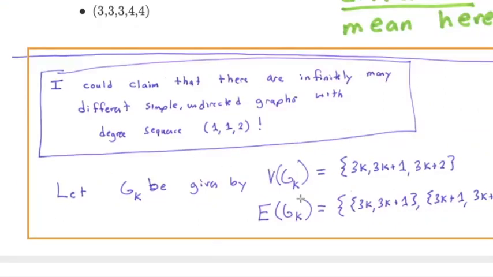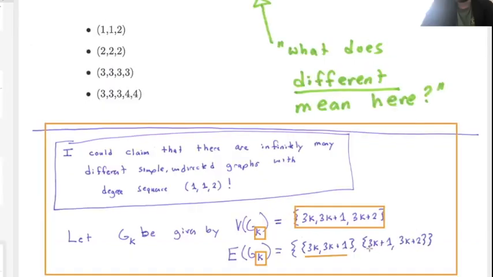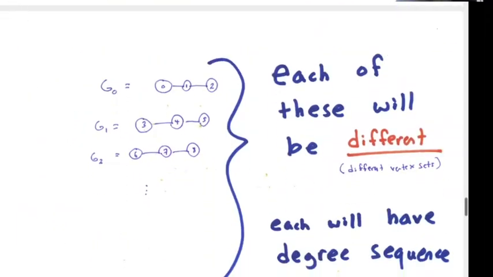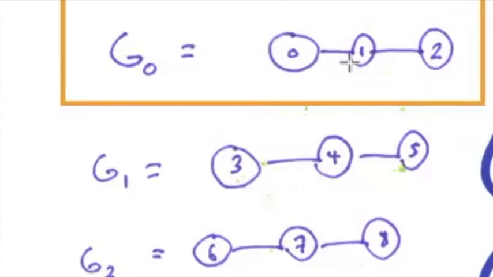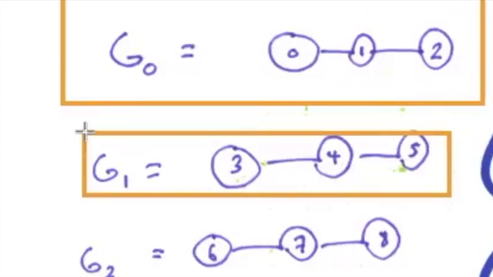I'm going to define an infinite set of graphs indexed by k. And for each graph, the vertices will be 3 times k, 3 times k plus 1, and 3 times k plus 2. And I will put an edge from 3 times k to 3 times k plus 1, and another edge between 3 times k plus 1 and 3 times k plus 2. So what I'm doing here is I'm generating graphs that look like this. The first one will be 0, 1, and 2 with 0 adjacent to 1 and 1 adjacent to 2. Then the next one will be 3 adjacent to 4, 4 adjacent to 5.